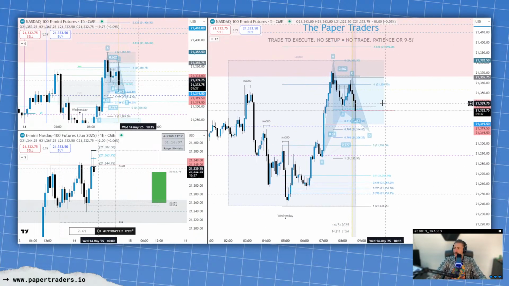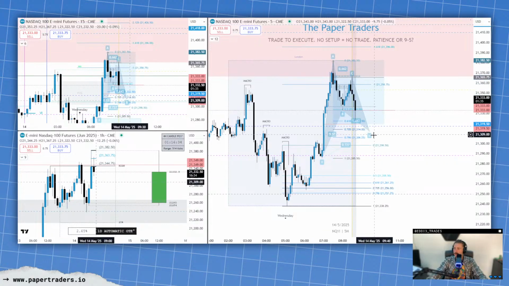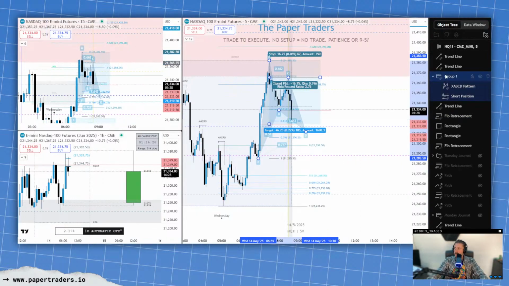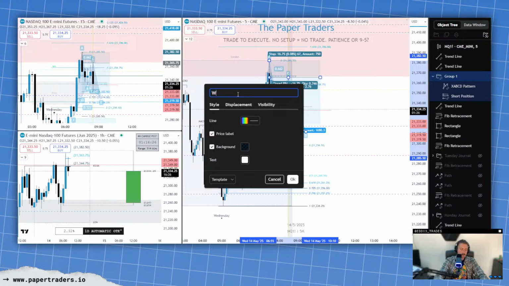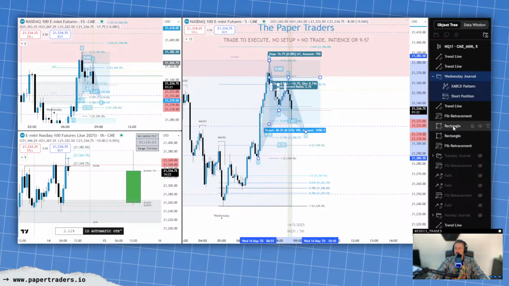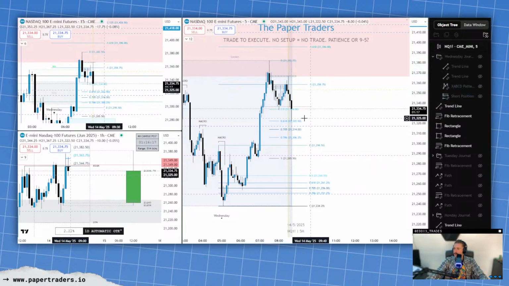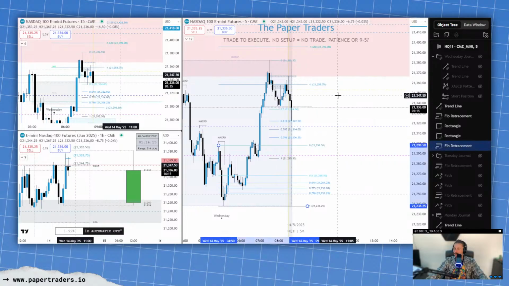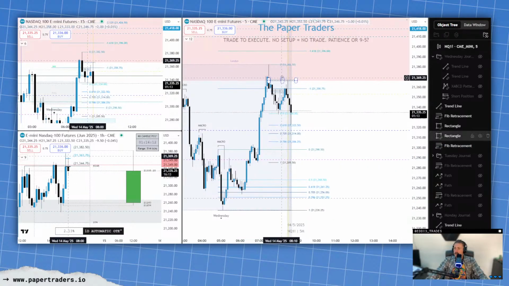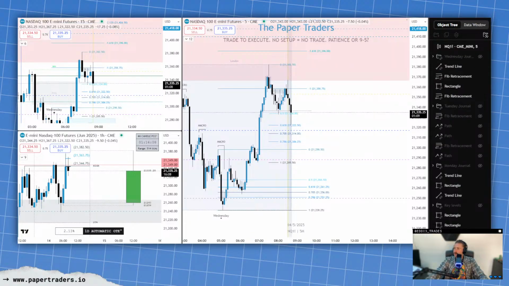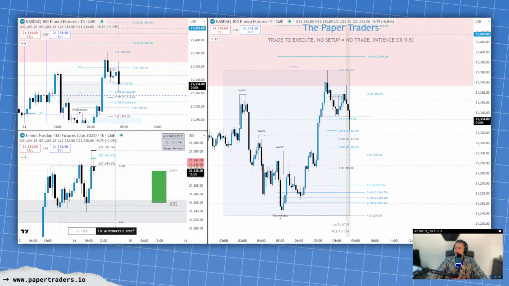So that is where I come over here. Let me hide these and put these into our Wednesday journal, just so that we're not cluttering our charts. Always immediately get rid of things that are not on there that I don't need anymore after I take my trade, so that I'm ready for the next trade.